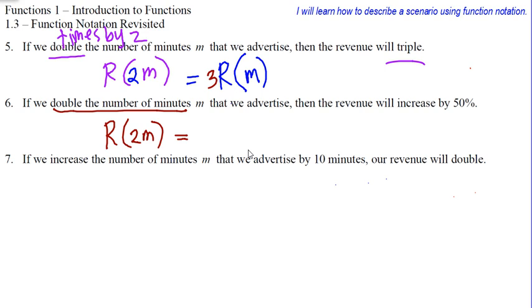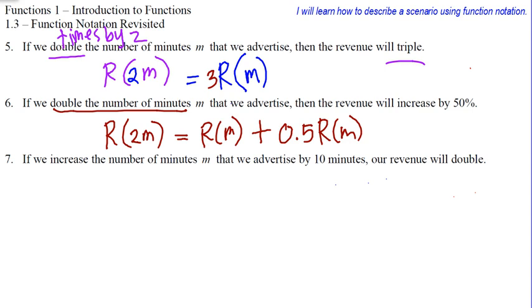So let's put it like this. What if we have a revenue already? Because of course, if you double the minutes of your advertising, you have to have a revenue, right? So we already have a revenue. What would happen to the revenue? It will increase, not by double, not by 100%, but only 50%.